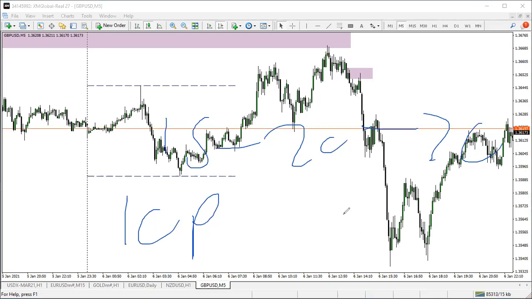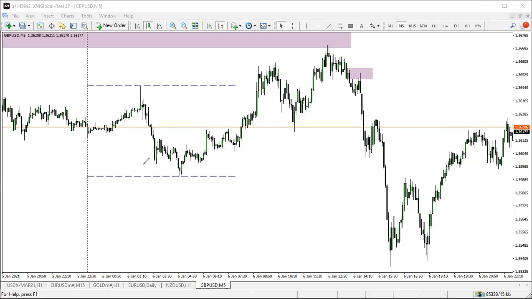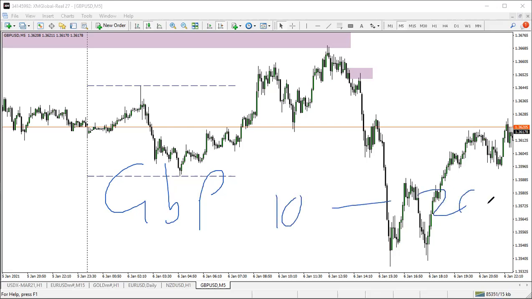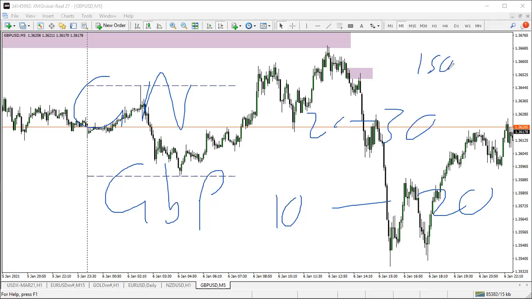So you need to know how volatile your pair is. If you are trading pound pairs, every pound pair is volatile. Majority of the time, your stop loss is going to be, I'll say, 10 to 20 pips for pound pairs. For pound NZD, your stop loss has to be 20 to 30 pips. Why? Because this pair has an average daily range of more than 150 pips. So your stop loss has to be big.